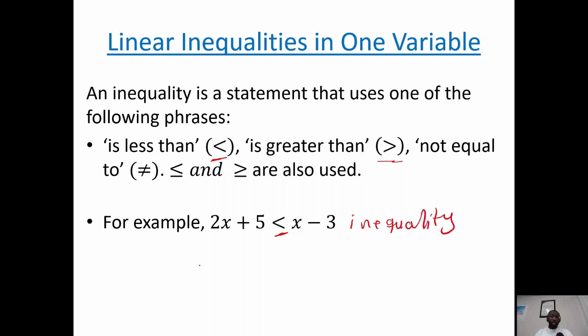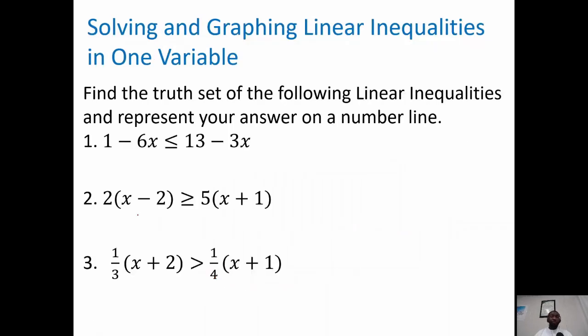Right. But supposing it was 2x + 5 = x - 3, then this is an equation because of the equal sign. We just want to see how to solve them. We solve them just as we do in equation. Then after that, we graph it. So it says, solving and graphing linear inequalities in one variable. Find the truth set of the following linear inequalities and represent your answer on a number line, right?